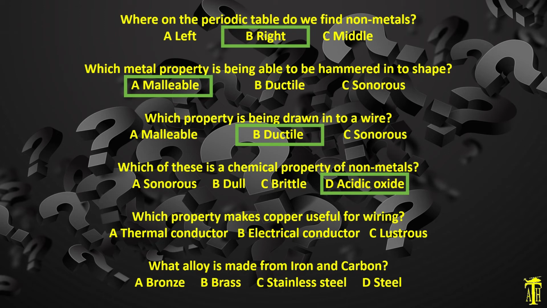Which property makes copper useful for wiring? Now, while all three of these are properties of copper, the one that actually makes them useful for wiring is electrical conductor. What alloy is made from iron and carbon? So that's steel. Bronze is copper and tin, brass is copper and zinc, and stainless steel is iron and chromium.